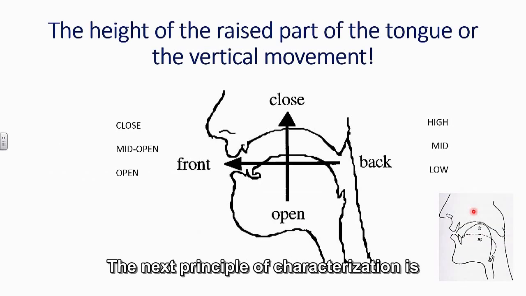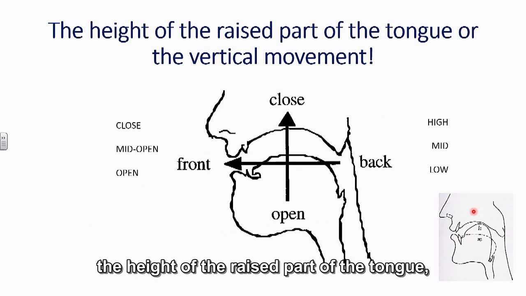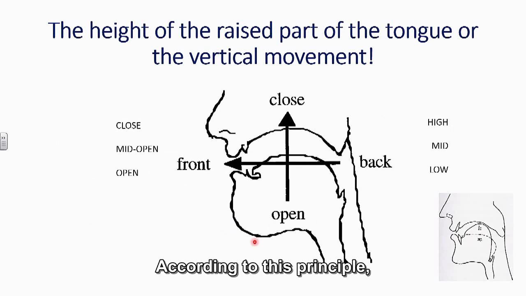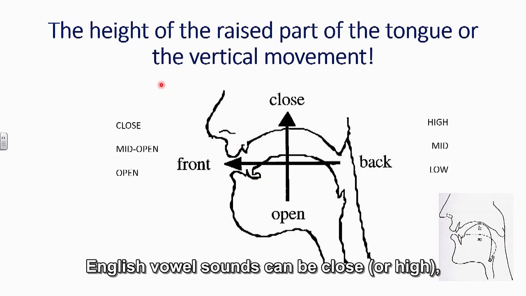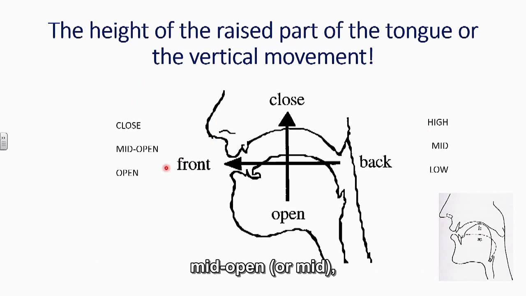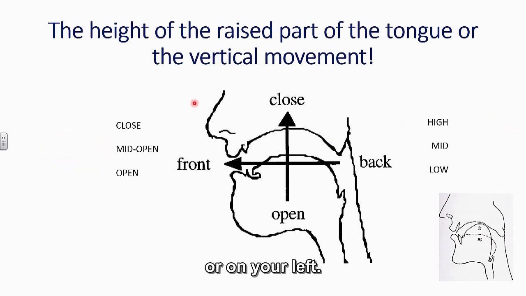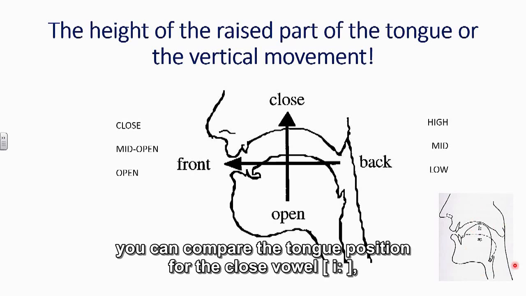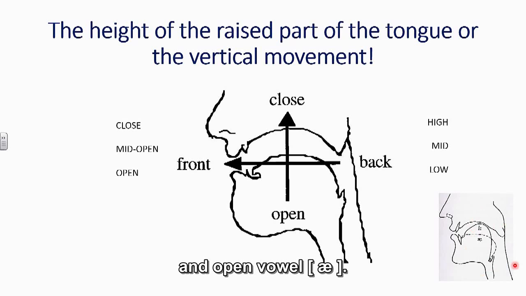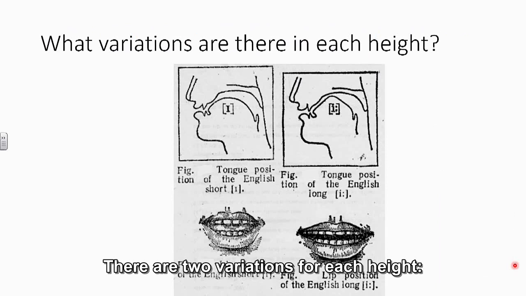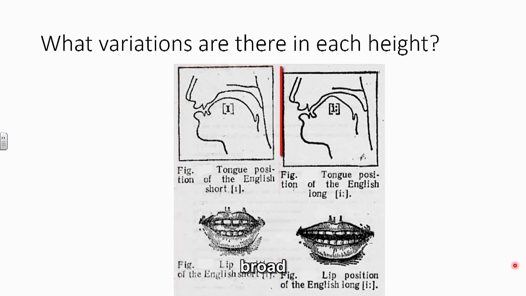The next principle of characterization is the height of the raised part of the tongue, or the vertical movement. According to this principle, English vowel sounds can be close or high, mid-open, or low. Please use either the terms on your right or on your left. Here in the picture, in the right-hand corner, you can compare the tongue position for the closed vowel E and open vowel A. There are two variations for each height, broad and narrow.